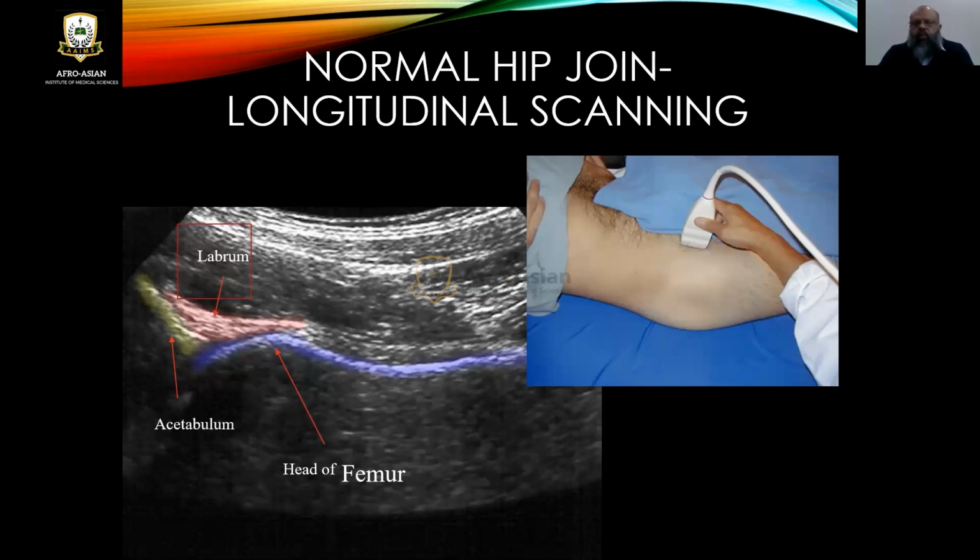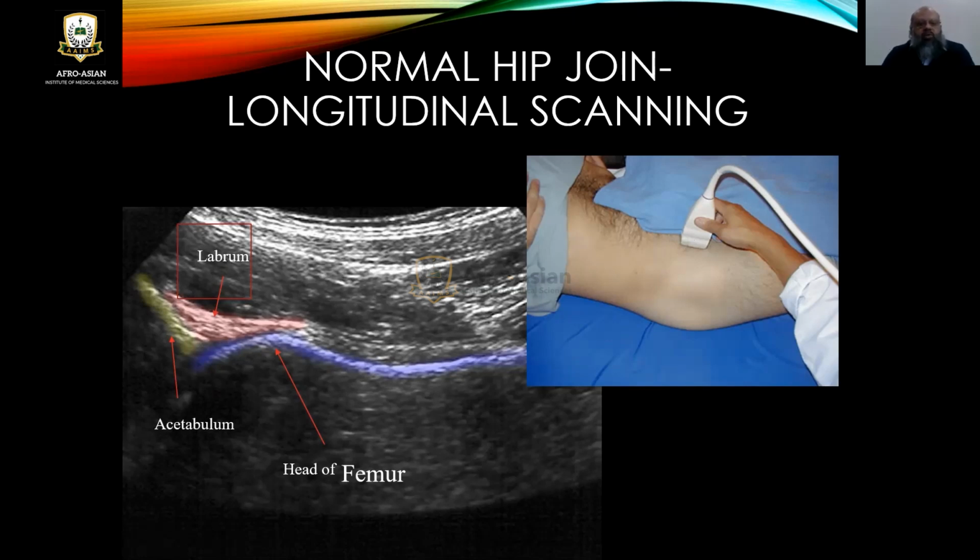So first we have the protocols. We start while the patient is lying supine, and we take a linear transducer. We prefer a 7.5 to 10 megahertz linear array transducer. The head will be upward, as we can see here. This is how we hold it, and we start from the anterior of the hip. We usually scan the anterior, posterior, lateral, and anteromedial aspects of the hip joint.